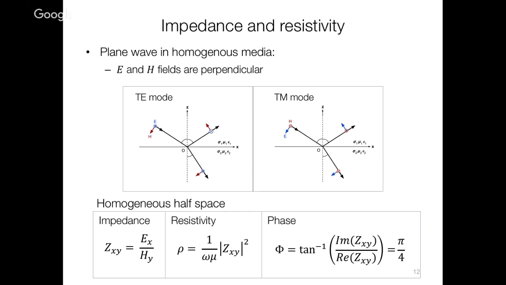So if we have a homogeneous half space, then our impedance is given by ZXY. It's just EX upon HY. The resistivity comes from this formula here. So here's our relationship. You measure that ratio of EX to HY, and that can be converted to a resistivity. So that's our way of getting back to the resistivity here. And then there's a phase.